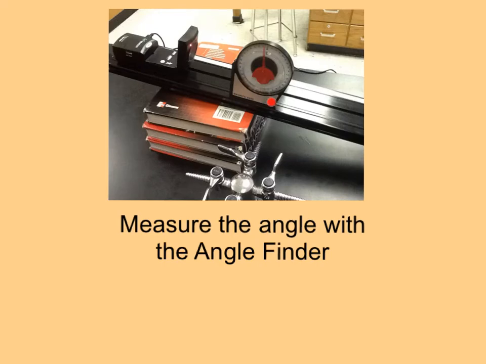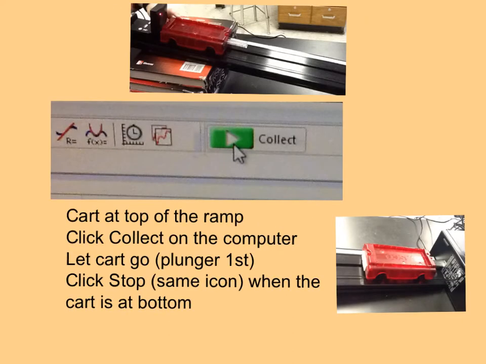Use this angle finder, set it on the ramp, and determine the angle. The angle will be different for each number of books used in the stack. To collect the data, you'll click the Collect button on the program on the computer, then have someone release the cart from the top of the ramp, and then after it reaches the bottom of the ramp, click the same icon, which will be red, to stop the data collection.